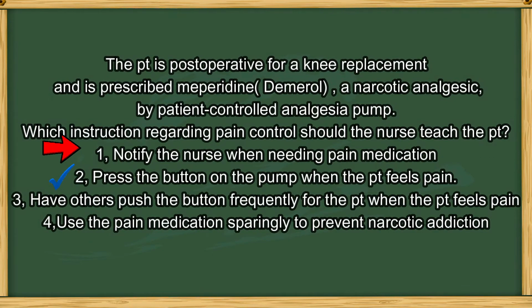Like if you see the patient's respiratory rate is less than 8 times a minute, you might think the patient is overdosed. Option 3 is also wrong. No one should push the button for the patient to receive medication. What if the patient is having no pain, but someone pushed it for the patient? The patient will end up with an overdose.